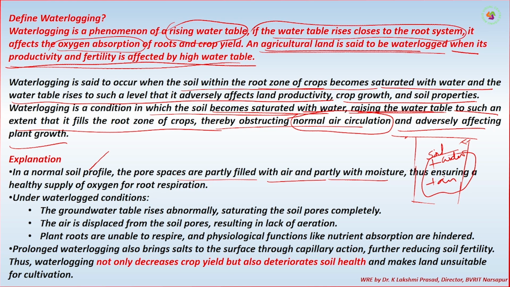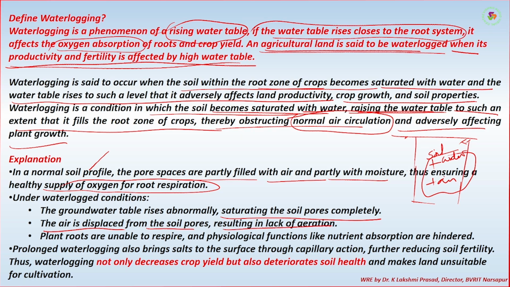So in a normal soil profile, the pore spaces are partly filled with water and partly filled with air, thus ensuring a healthy supply of oxygen for root respiration. Under waterlogging conditions, the groundwater table rises abnormally, saturating the soil pores completely. The air is displaced from the soil pores, resulting in lack of aeration.